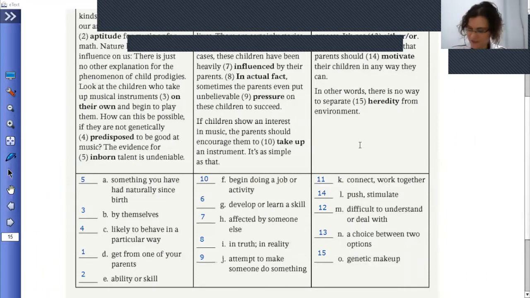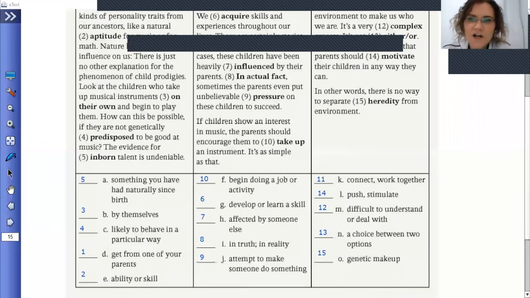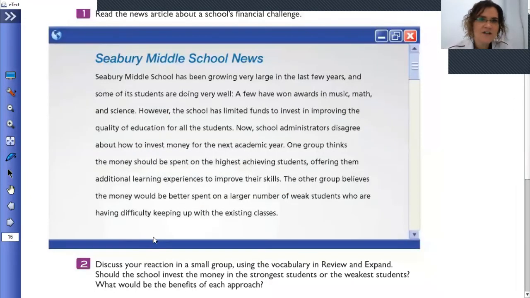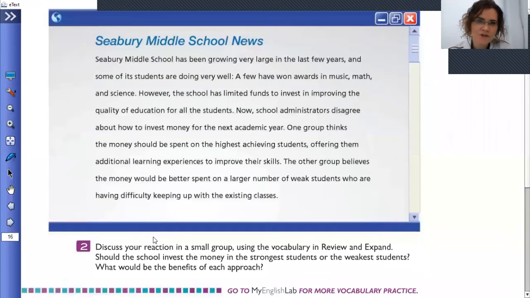So this is really just the words and the definitions of the words. Okay, I'm going to continue because we still have several pages to cover for today's review. So you had to read this article about the school's financial challenge. Seabury Middle School has been growing very large in the last few years. Some are doing well, winning awards and so on. But the school doesn't have enough funds to improve the quality of education for all the students.